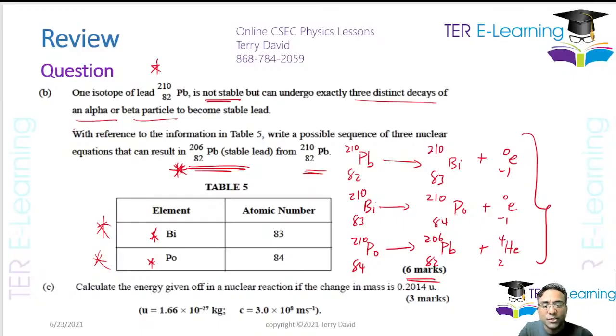Now when you're writing nuclear reactions, your total mass on the left hand side must equal the total mass on the right hand side, right? Same thing for the atomic numbers. The atomic number on the left hand side must equal the total atomic number on the right hand side, right?